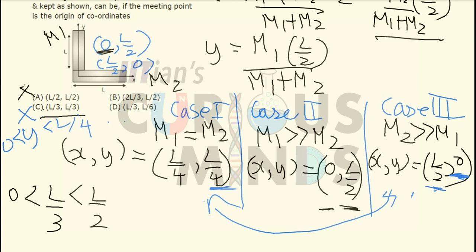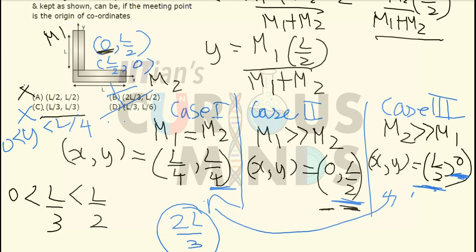Let us see the second option, 2L by 3. It is not satisfied anywhere because the maximum value can be equal to L by 2, whether you take the x-axis or the y-axis. It is already greater than L by 2, so this condition is not satisfied, so B is incorrect, so D is the correct option.